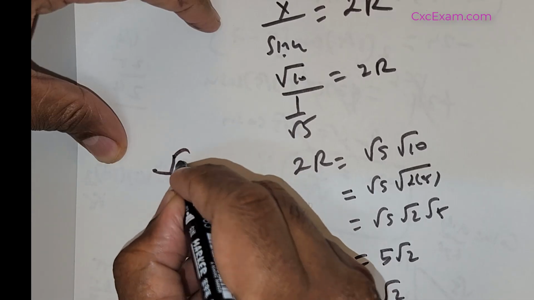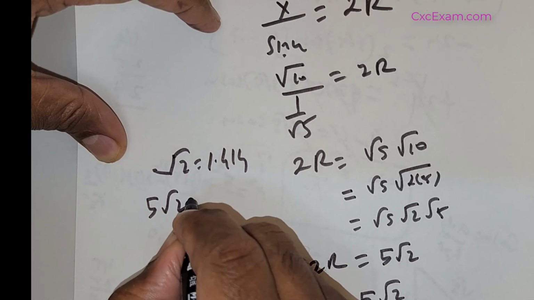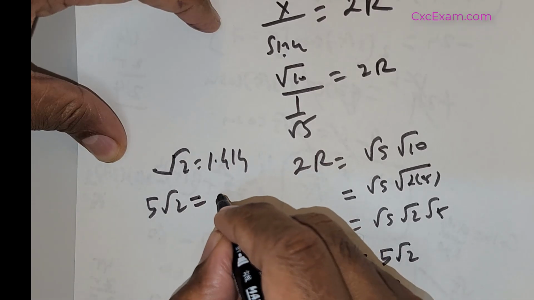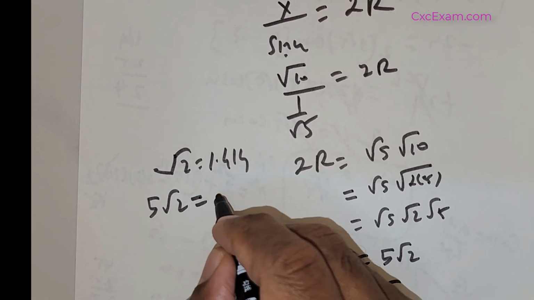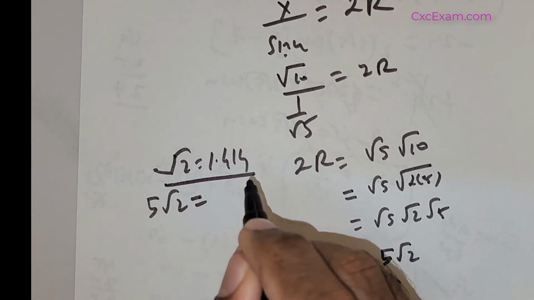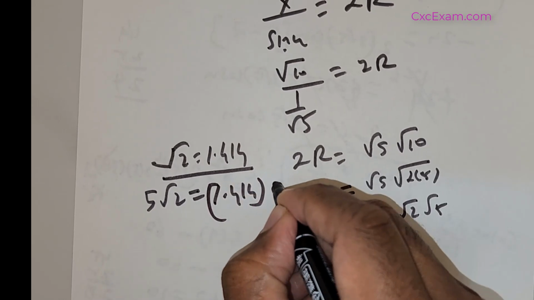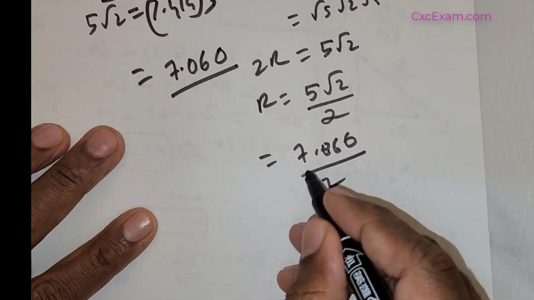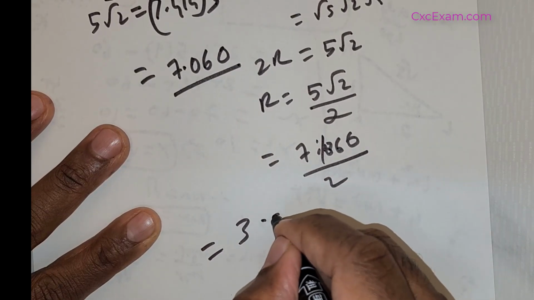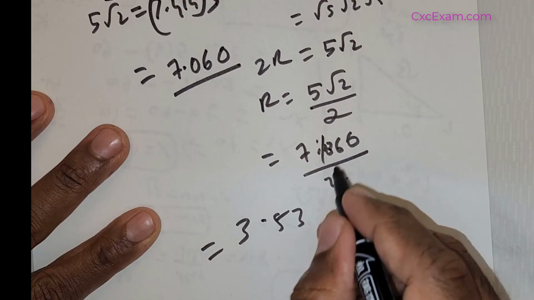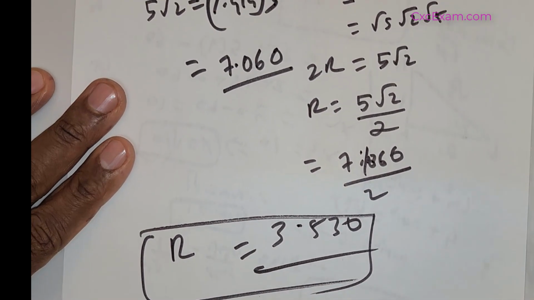Now root of 2 is 1.414, and 5 times the root of 2 is going to be, we have to just multiply the components together, right? So 1.414 multiplied with 5 divided by 2. So this is the radius of the circle.